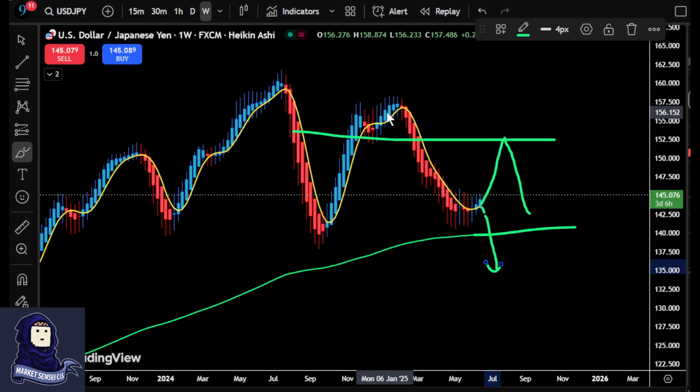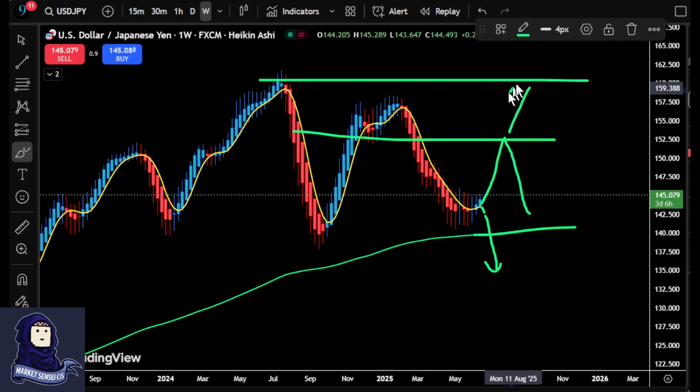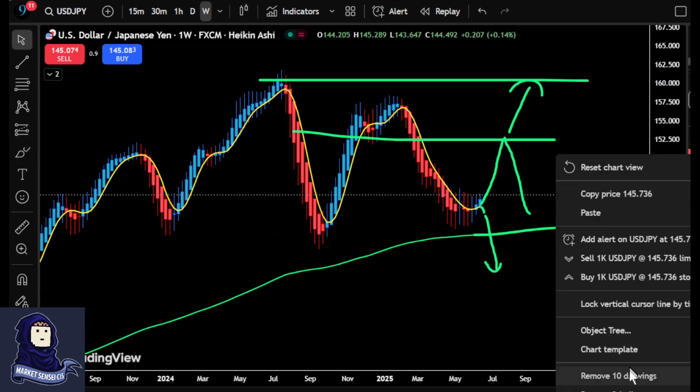But for now, we expect some kind of move upwards, but it will be resisted in this area. If it has a little bit more move upwards, it can even reach this area and retest the previous high. But it will take a lot of time, because the last time it reached here was in July 24. So who knows? Maybe by year end it will reach this area. Hopefully. But for now, expect some kind of move upwards in the short term.